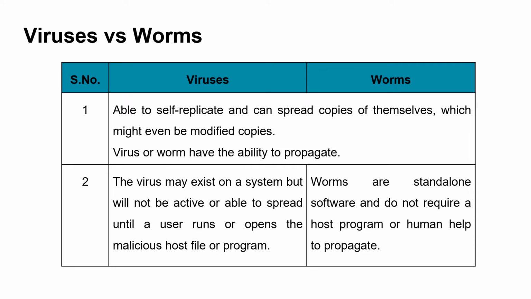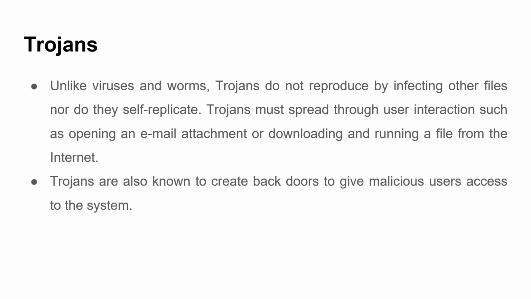Malicious software is broadly classified into two categories: host dependent and host independent. A virus is an example of host dependent: only when the user runs or opens the program does it get infected. Whereas worms don't need any action or help to propagate.